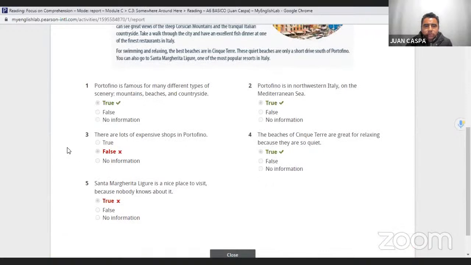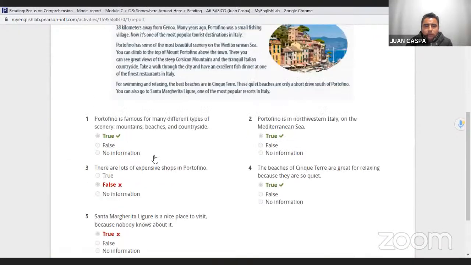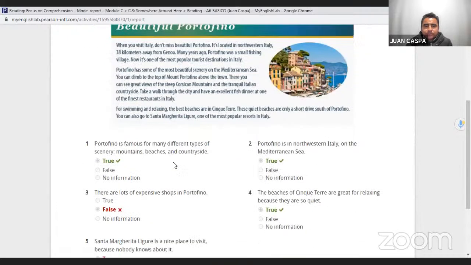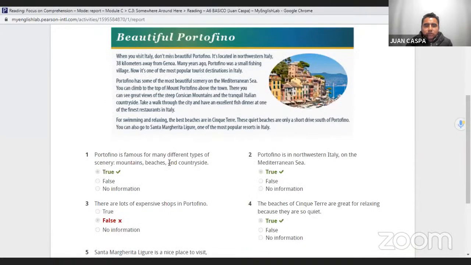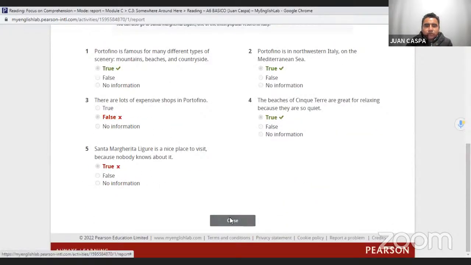Number three, I think, was no information, right, about expensive. And Santa Margherita Ligure is a nice place to visit because nobody knows about it. Santa Margherita, I think, is not mentioned also, right? No information. Both of them were no information. But then let's continue, please.